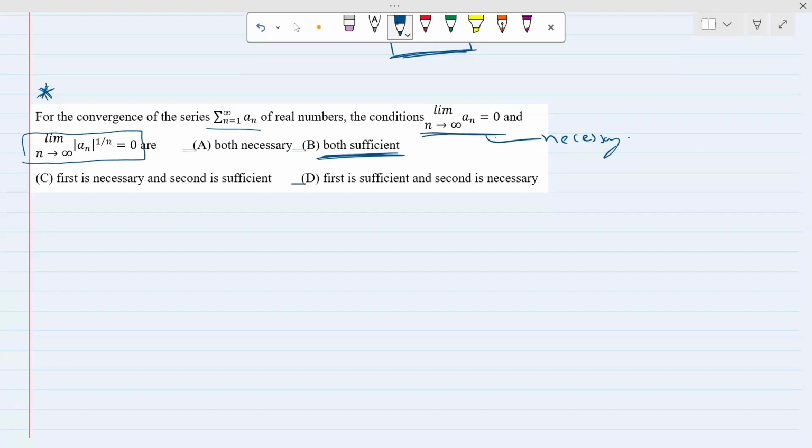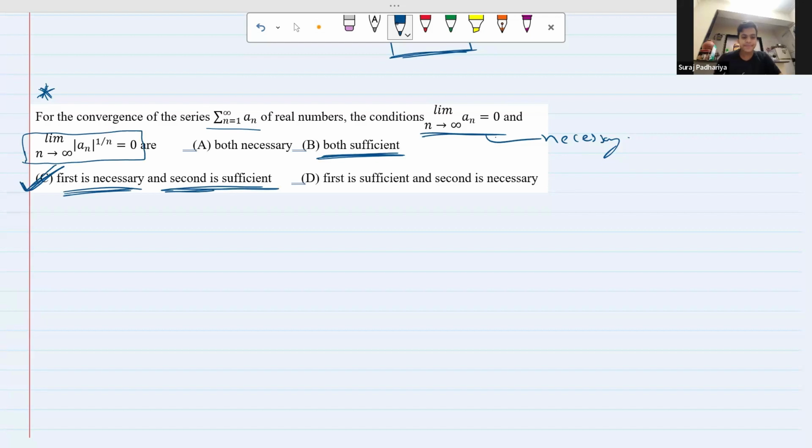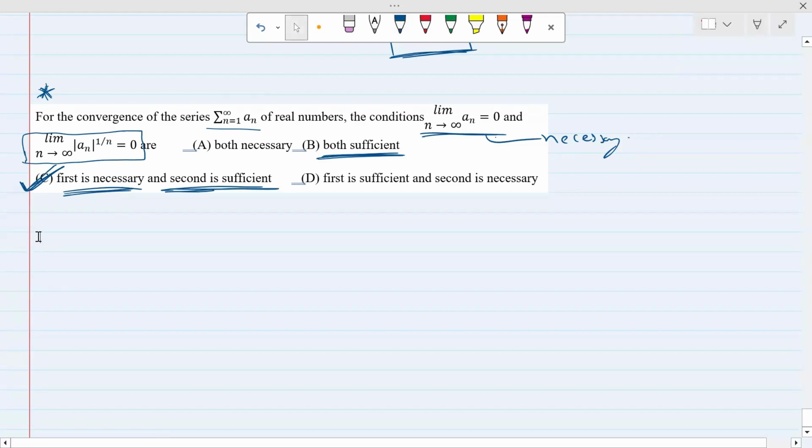By the root test, I can say if the second condition is true, the series converges. So the second condition is sufficient. So option C. The first is necessary. It's not sufficient. It is only a necessary condition, and the second is actually a sufficient condition, because if the second condition happens, your series is convergent. Is it okay? Got it, sir.